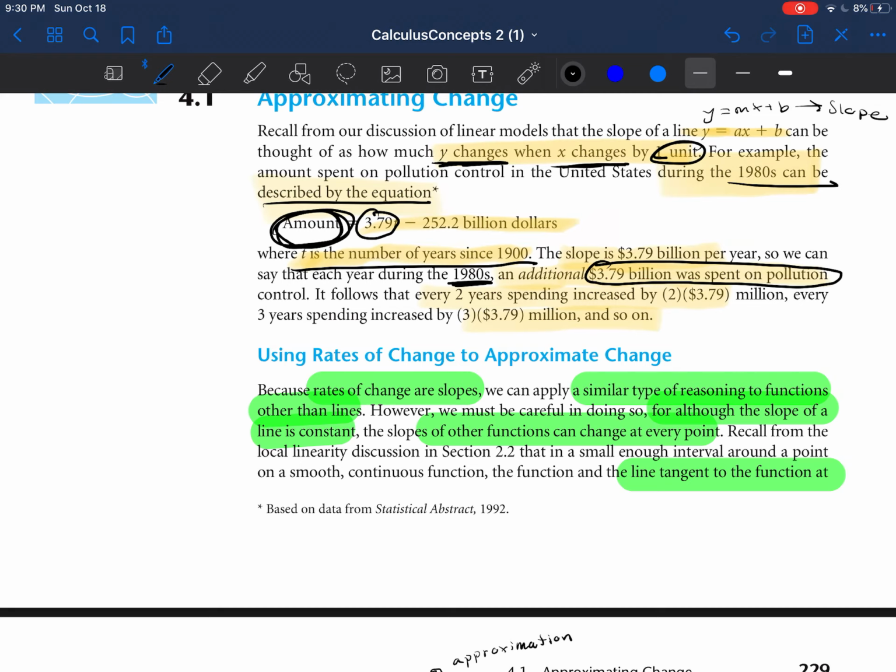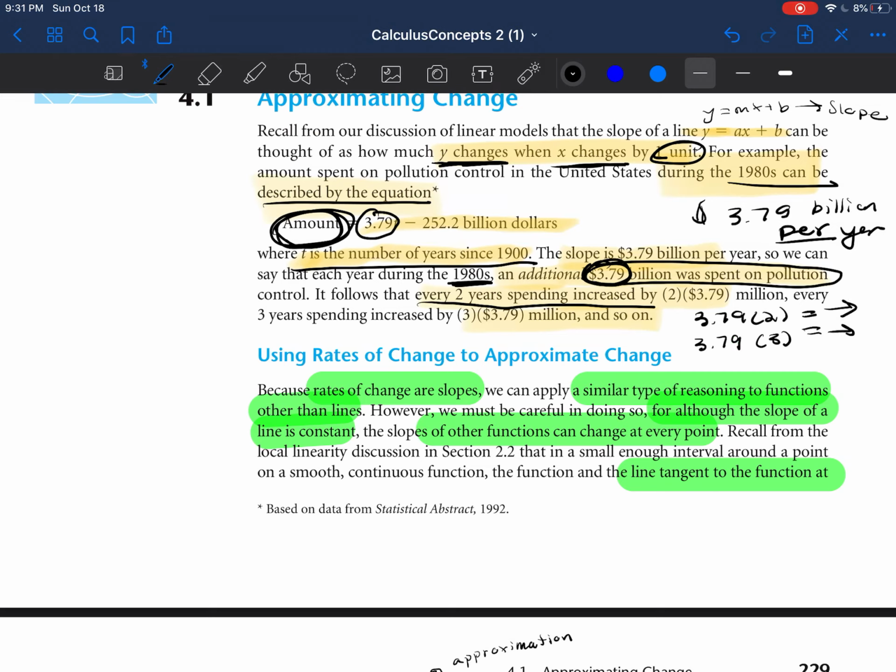It follows that every 2 years, because we know this is the rate of change, $3.79 billion per year. If you want to figure out how much spending will increase in 2 years, you just multiply it by 2. And if you want to figure out how much it will increase in 3 years, you just multiply it by 3. That will give you how much the spending will change.